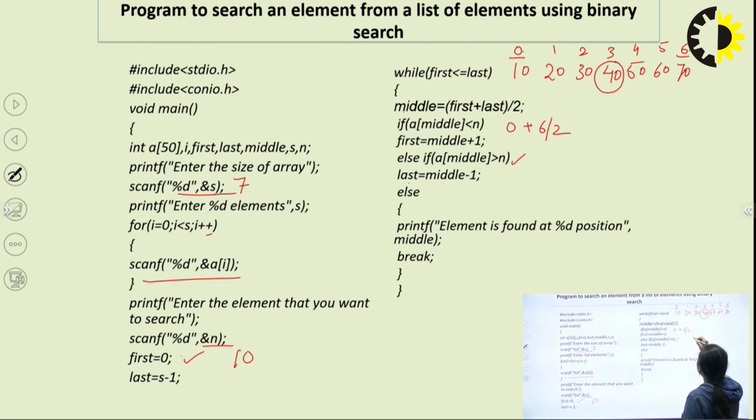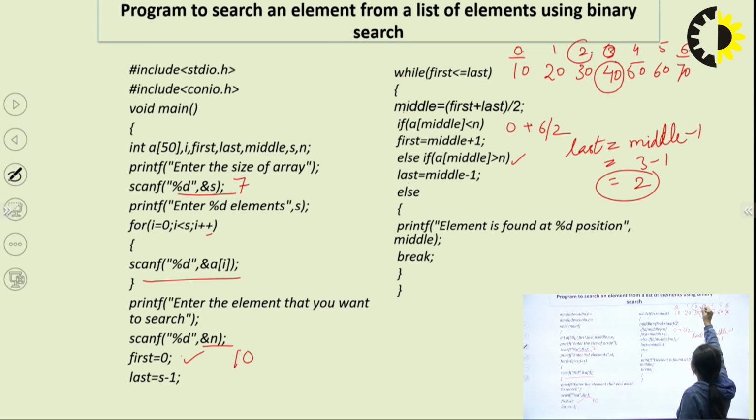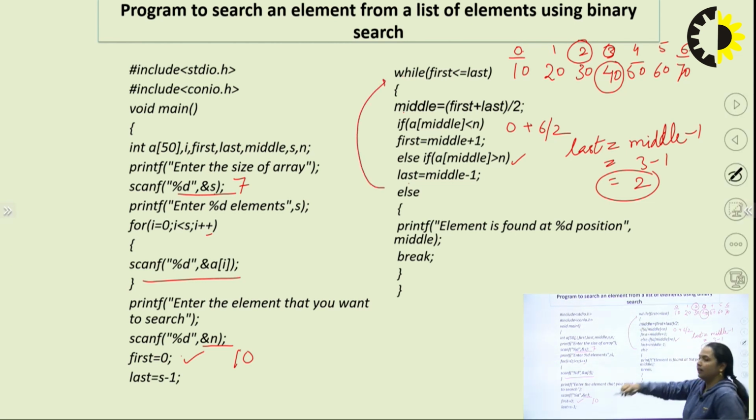So the upper bound, that is last, will become middle minus 1. Middle is what? 3. 3 minus 1, that is 2. So now last is equal to 2. So here we updated the upper bound as 2. Again check. Again the condition will go for the previous one, while first is less than or equal to last. Yes, it is true. First is 0 and last is 2. The condition is true. So again we will enter into the loop.